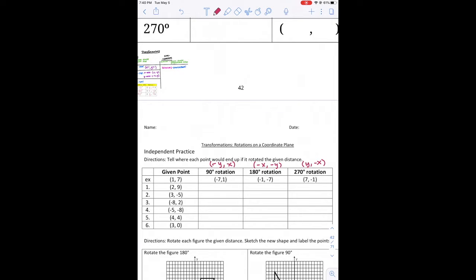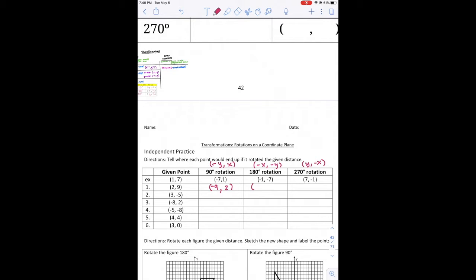Let's perform the rotation on problem 1. So on (2, 9), a 90-degree rotation means that you have to flip-flop the points. So 9 and 2 will switch. And then whatever was my original y value becomes the opposite. So (-9, 2) is where it would end up after a 90-degree rotation.